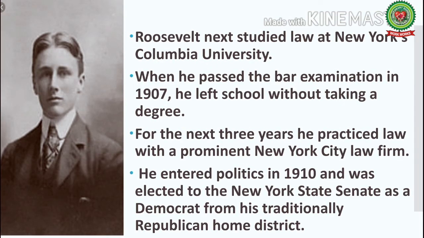Roosevelt next studied law at New York's Columbia University. When he passed the bar examination, that is the examination for lawyers, in 1907, he left school without taking a degree. For the next 3 years, he practiced law with a prominent New York City law firm. He entered politics in 1910 and was elected to the New York State Senate. The Senate is the upper house of the legislature. He was a Democrat from a traditionally Republican home district.